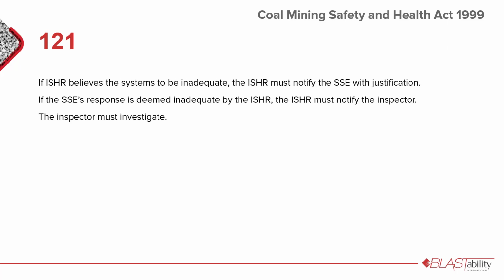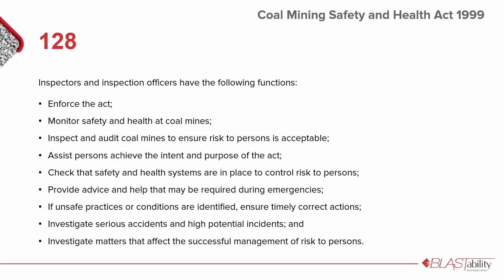121. If an ISHR believes the systems to be inadequate, the ISHR must notify the SSE with justification. If the SSE's response is deemed inadequate by the ISHR, they must notify the inspector. The inspector must investigate.